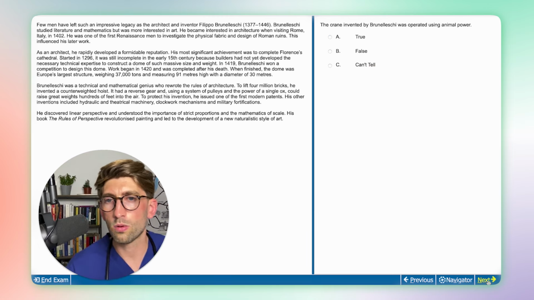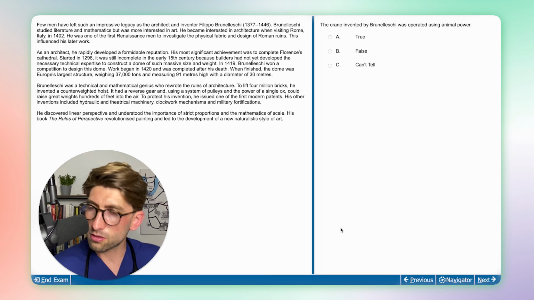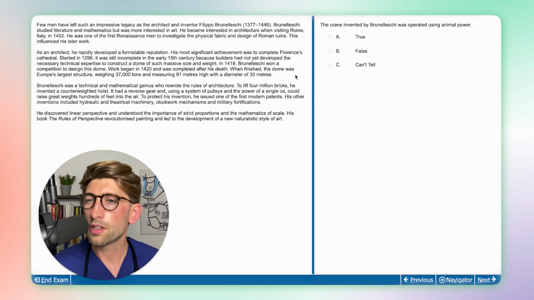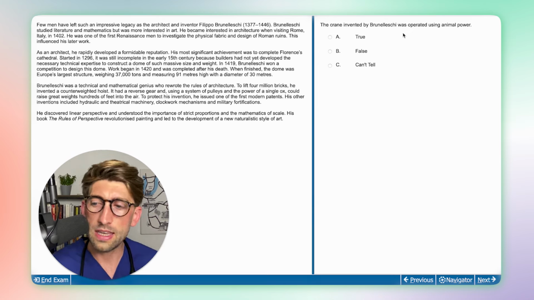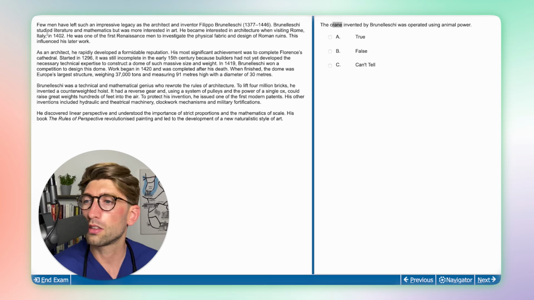Okay, so next question. The crane invented by Brunelleschi was operated using animal power. So, let's see. I saw something about an ox, was it? So we're looking for animal, beast, specific animals named. Let's have a scan, and we're also talking about the crane, so scanning for bits of the crane. Nothing here. Nothing here. Architect. Well, okay. Instead of boring you, I remember from scanning down here that he invented a crane.